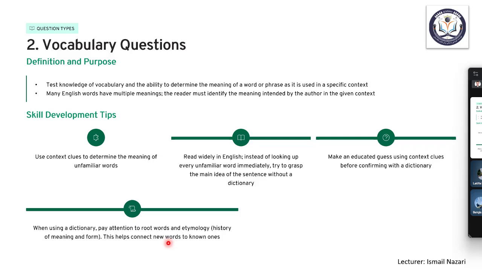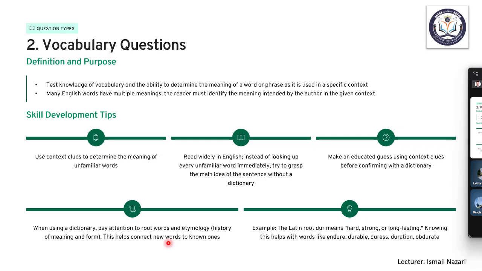So this is the next thing. Try to look out for the roots of the words. As an example, we may have the Latin root dur, D-U-R. It means hard, strong, or long lasting. It is the root, and that's the meaning.